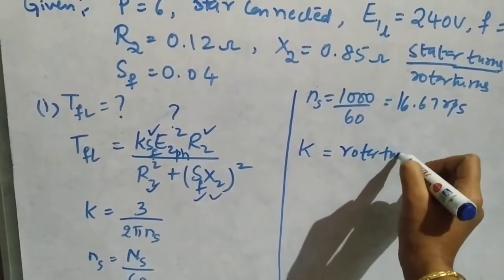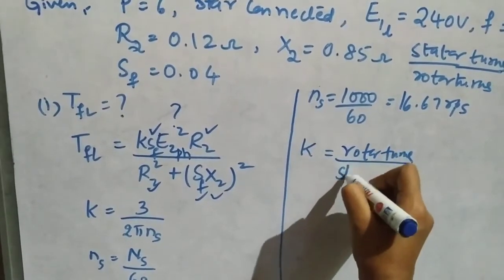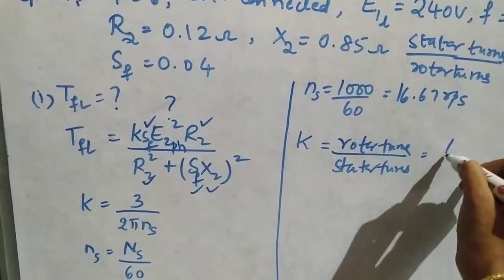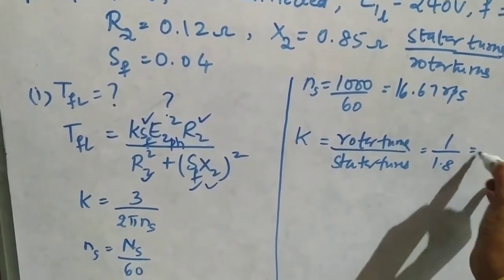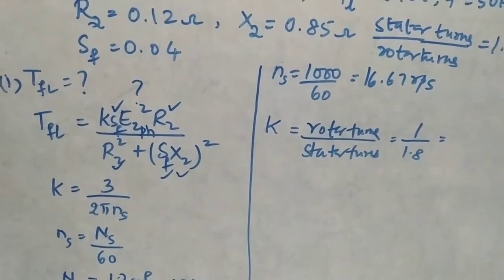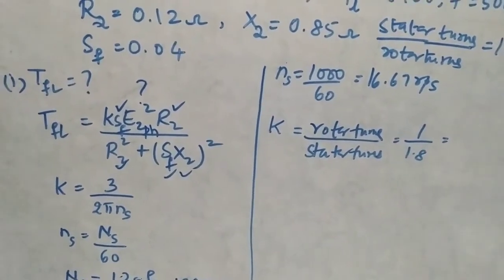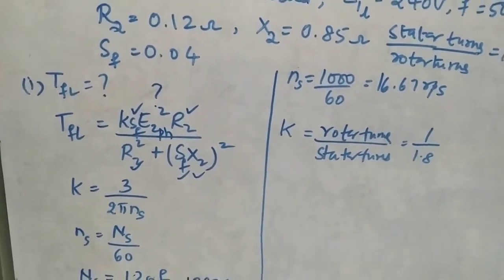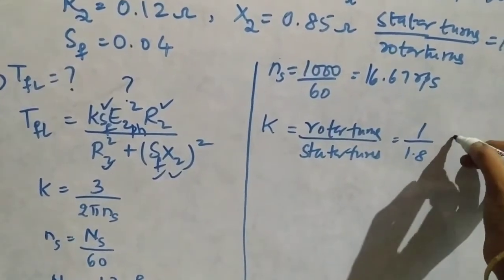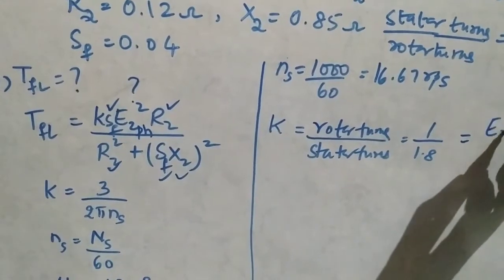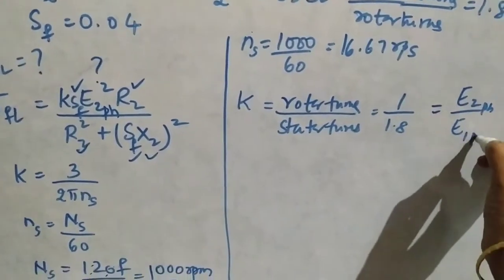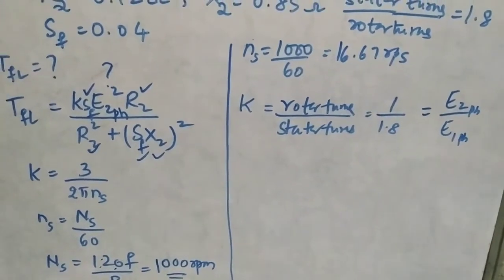Rotor turns divided by stator turns, which is equal to 1 divided by 1.8. So that will be the value of K. Also, we know that it can be given as E2 phase divided by E1 phase.